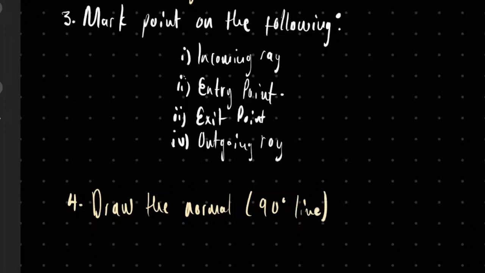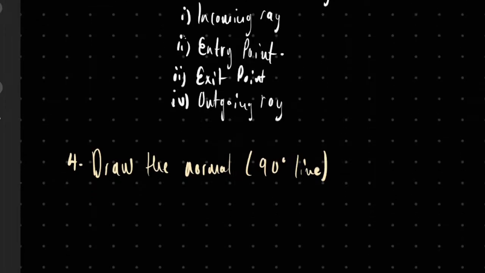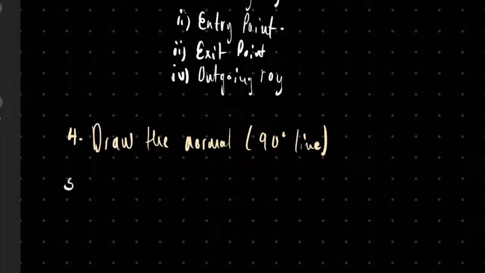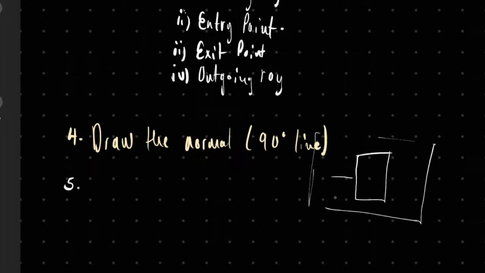After you have drawn the normal, remove the block now. I'll show you. If this was my block, I have the normal here, and where the ray is coming out, I also have a normal here. So I should see normals where the ray is coming in and where the ray is coming out. I want to see those normal lines.